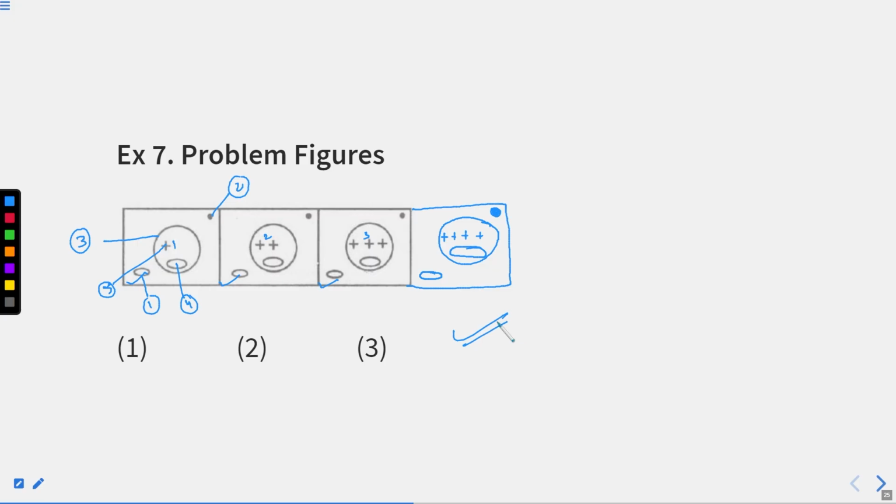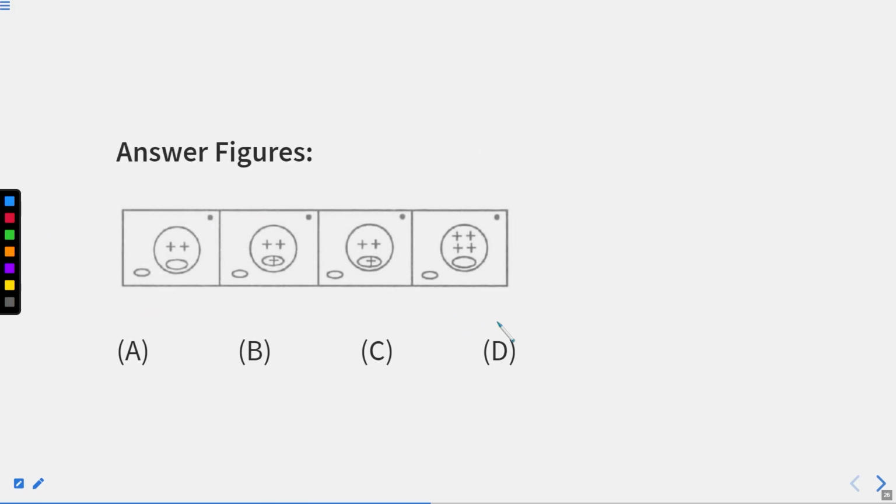Now we need to check whether this answer figure is matching any of the alternate options or not. Okay, figure number 1 is the same in every part, right? Got it. Figure number 2 is the same in every part, right? The circle is there in every part, right? Okay, the ellipse is there in every part, right? Wrong. This is wrong. This is wrong. This is right. Now how many pluses do we need? 4. Having 4 pluses? No. This is also wrong. So we are left with only one option, that is option number D. This is how you can check.